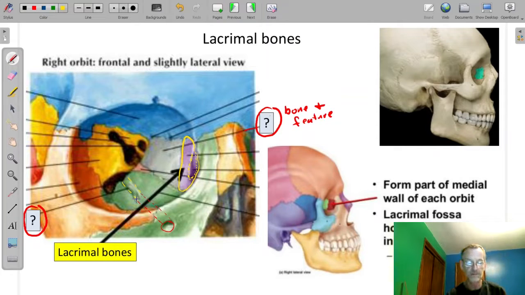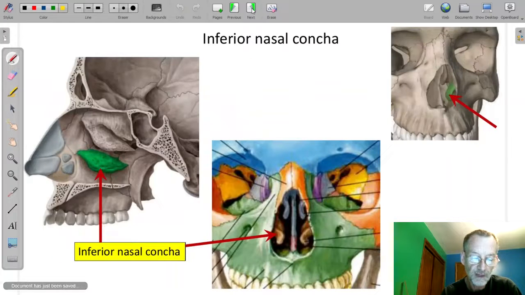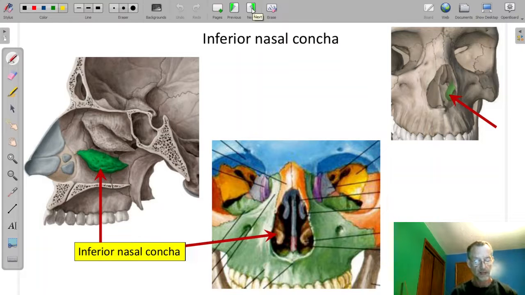Okay, so just review as we go through. Next slide. The inferior nasal concha. These are two paired facial bones. And on the left-hand figure, it's shown in green. And in an anterior view, here are those two inferior nasal concha. They form little turbinates that stick inside the nasal cavity and swirl the air.